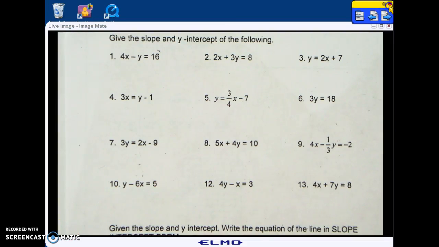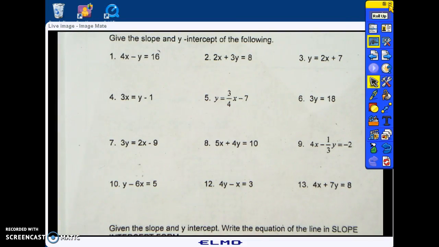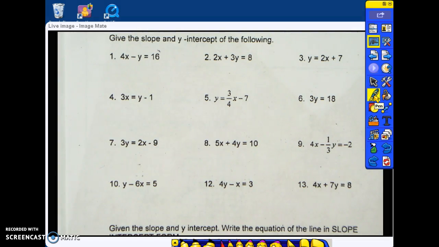Alright, for your homework last night, you were assigned different problems to work out, and for this video, we're going to work through identifying the slope and the y-intercept. For number one, it's not in slope-intercept form, so you subtract 4x from both sides. That gives you negative y equals negative 4x plus 16. You can't have a negative y, so you divide by negative 1 on both sides. Y equals 4x minus 16. So your slope is 4, your y-intercept is negative 16.